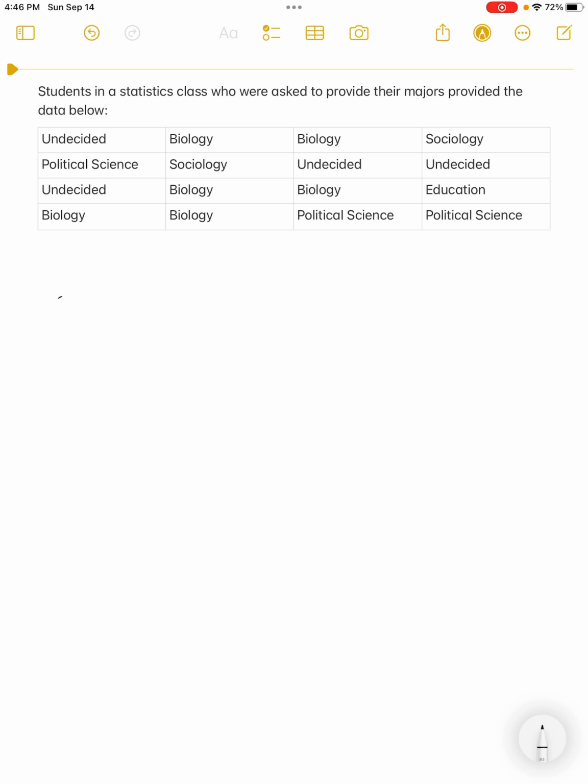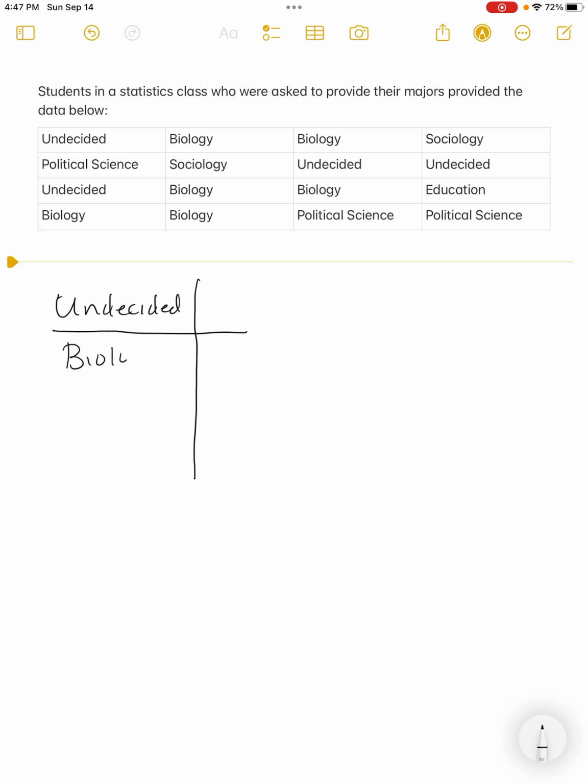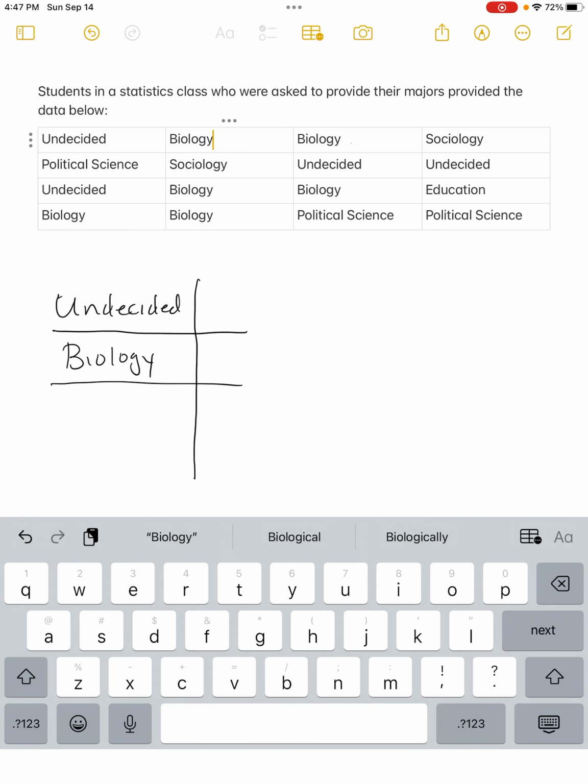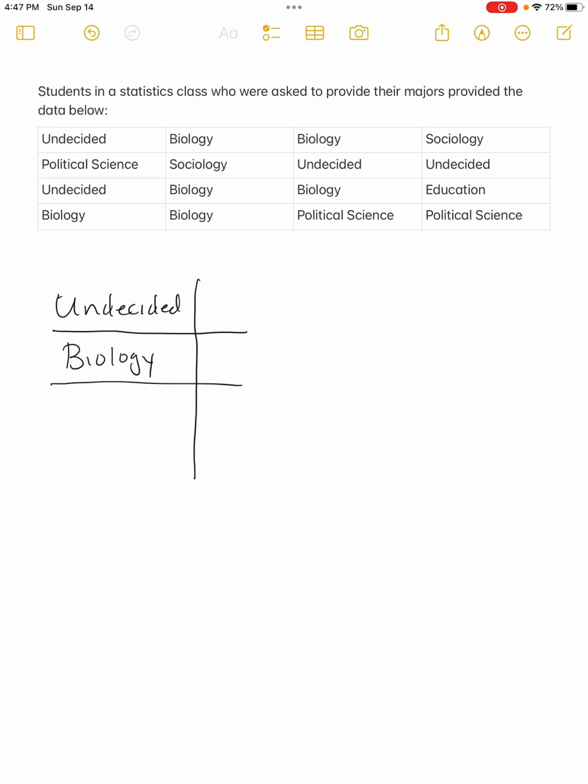The first step is to list out, in any order, what was being said. The back of the book will always do it in alphabetical order, but you do not have to do that. So you could start by saying, okay, the first category that I see is undecided, and you write that down. I'm going to write it in a column because remember, we're making a table. Then the next one I see is biology. I see undecided, biology. I see another biology, no need to write it twice. We'll get to that in a minute. The next one is sociology, and I haven't written that down, so I'll put that down.